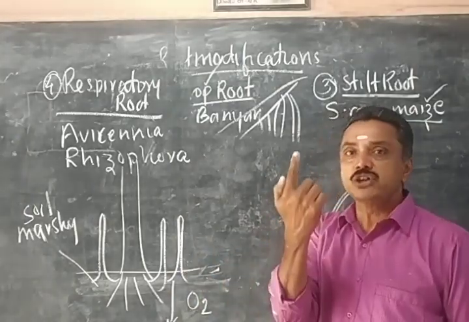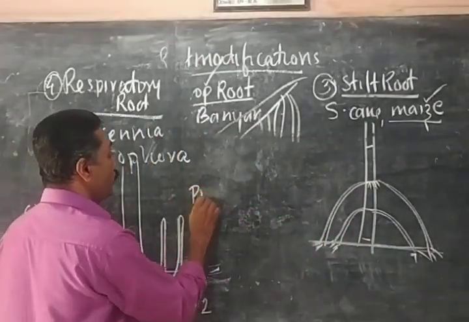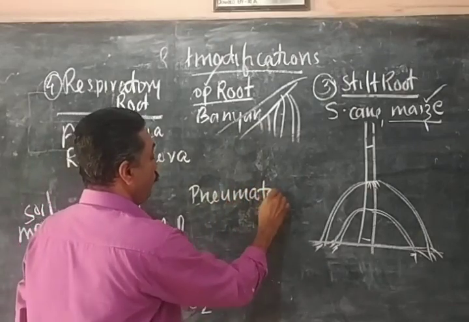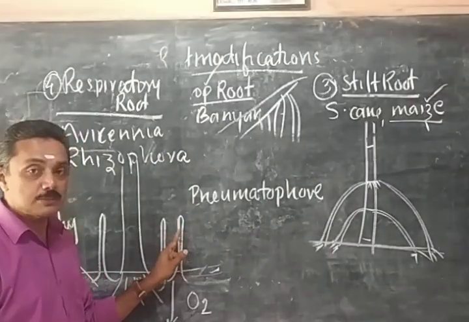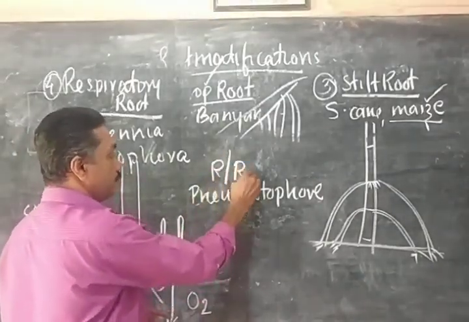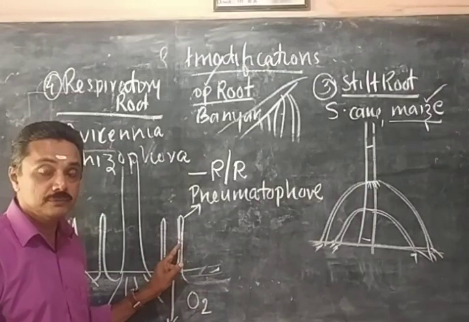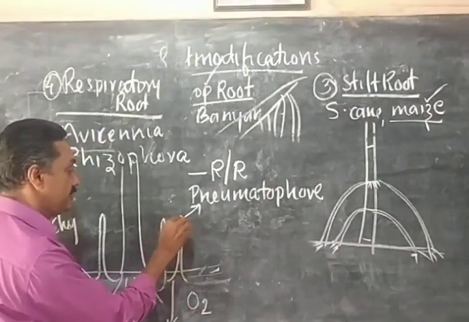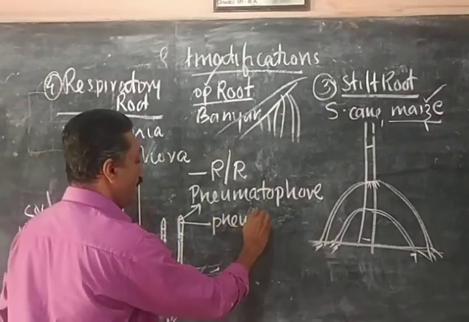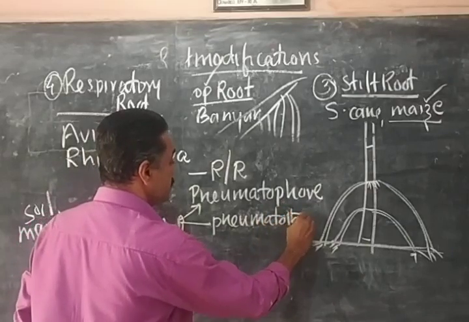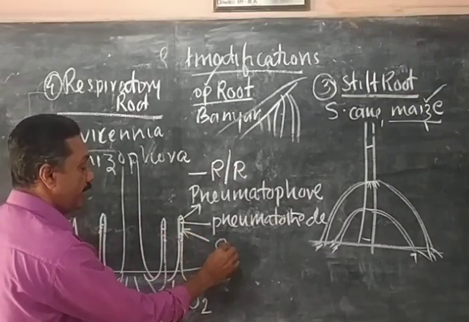And why are the roots coming above the soil level? These roots are called respiratory roots or pneumatophores. Pneumatophore, the P is silent. And the roots contain small openings. These openings are called pneumathodes, and these openings are meant for exchange of gases.